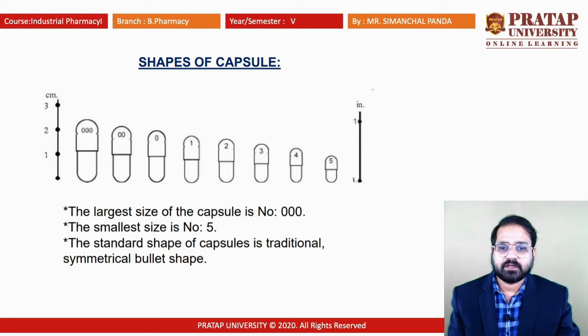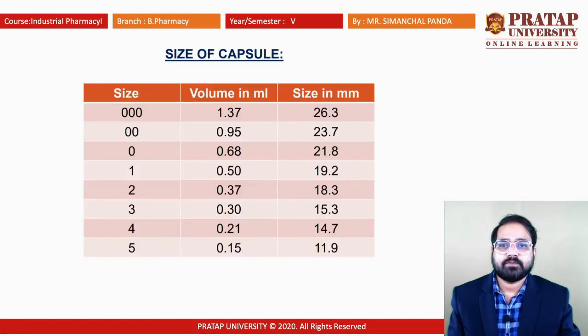So we have seen these are the different sizes of capsules, which will have this type of volume. For the 000, generally 1.37 milliliter volume is present. In case of 00, it is 0.95. If that is single 0, it is 0.68. If that is 1, it is 0.50. If that is 2, it is 0.37 milliliter. If that is 3, it is 0.30. If it is 4, it will be 0.21 in volume. And the smallest size will have 0.15.